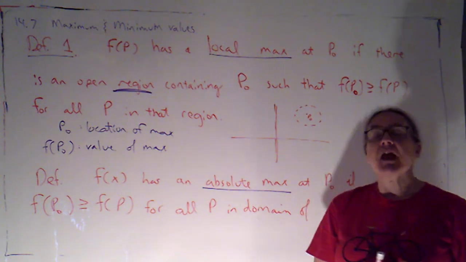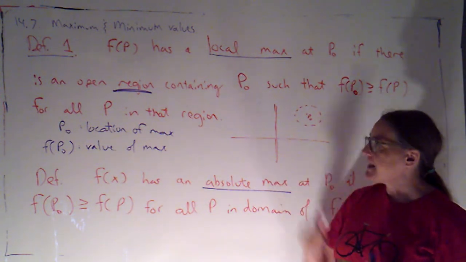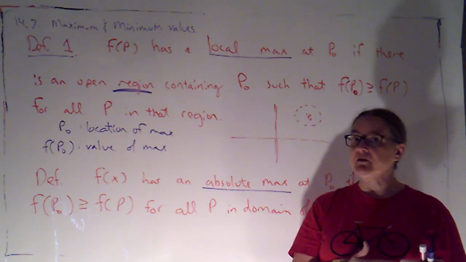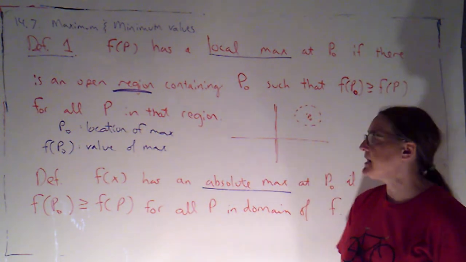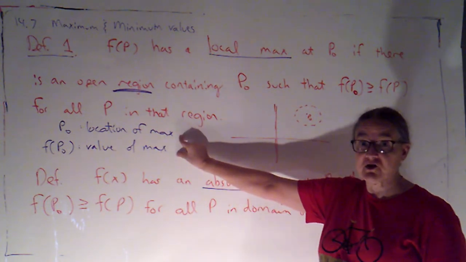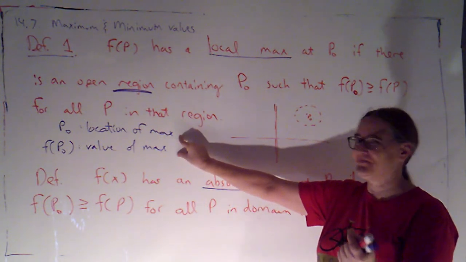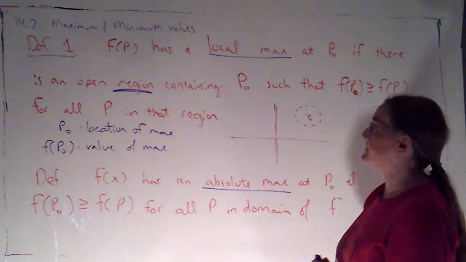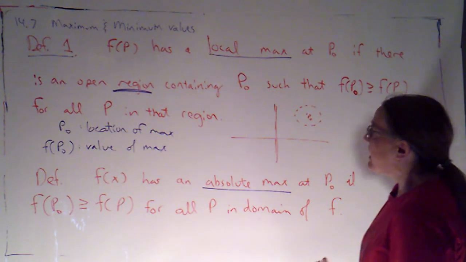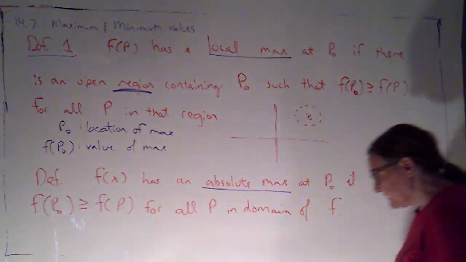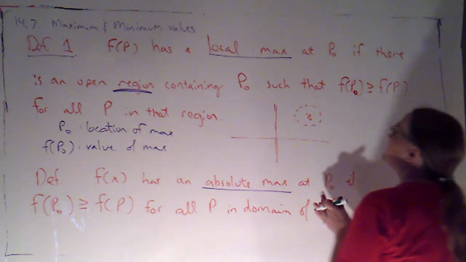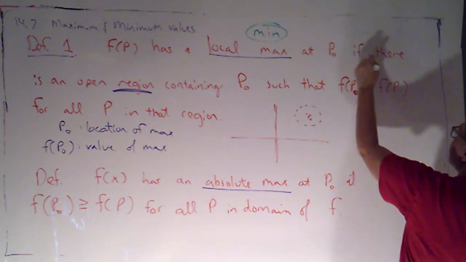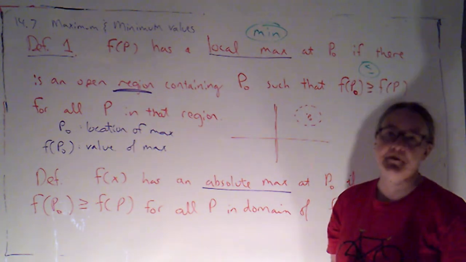of the max. Generally, when I'm asking you to find these things, I will say find the location and the value of the maxes and the mins, and that means I'm asking two questions and I want two separate answers, one to tell me where it occurs and one to tell me what it is. Of course, this definition is given for a local max, but if I wanted to define a local min, I could very easily do that. I would simply switch the inequality to be a less than or equal to.